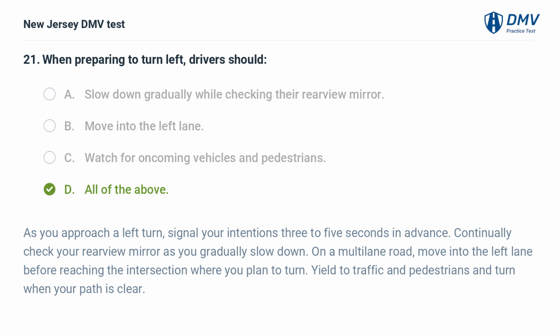As you approach a left turn, signal your intentions 3 to 5 seconds in advance. Continually check your rearview mirror as you gradually slow down. On a multi-lane road, move into the left lane before reaching the intersection where you plan to turn. Yield to traffic and pedestrians and turn when your path is clear.